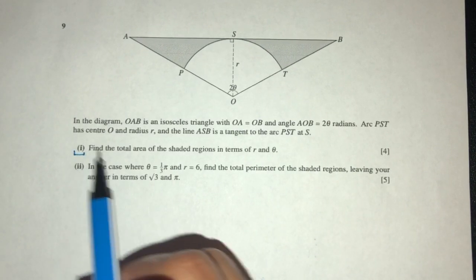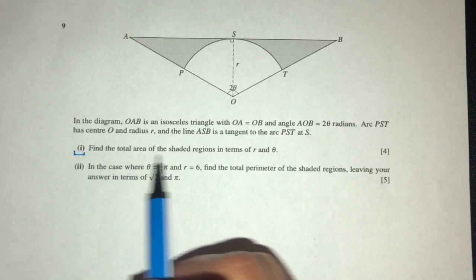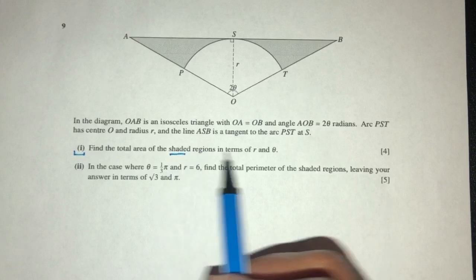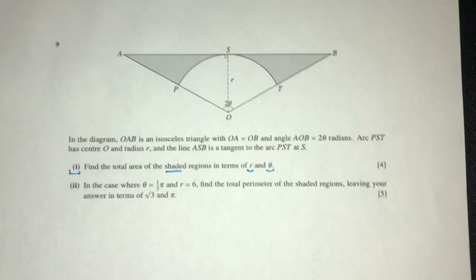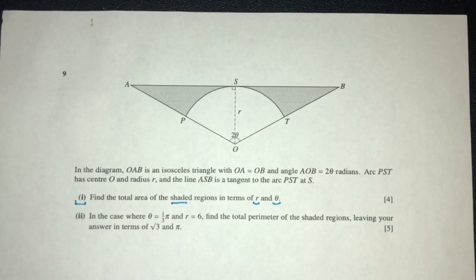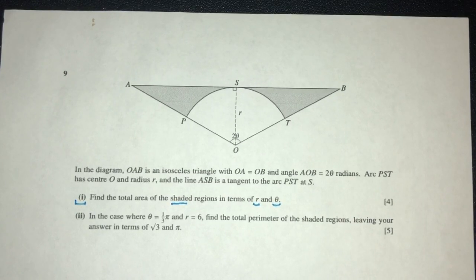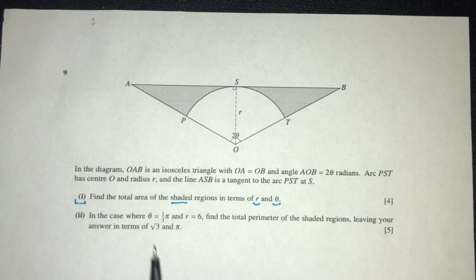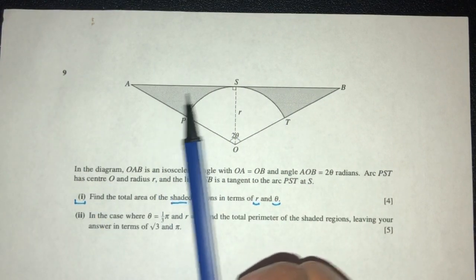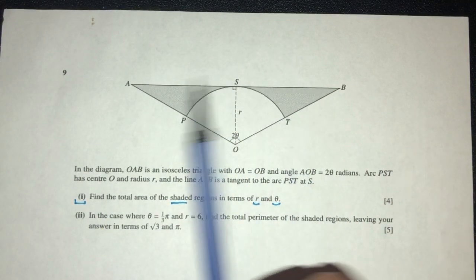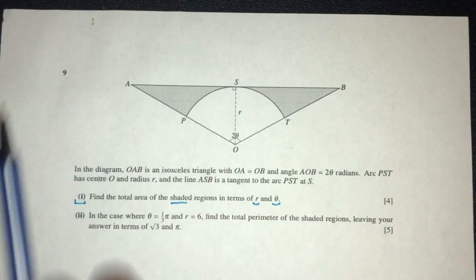Part 1. We have to find the total area of the shaded region in terms of r and theta. So let's see how we can find this. So how would you find the area of the region? Honestly, as we have seen this kind of question many times before, I will break this down into two pieces, because I do understand that this side and this side, they are the same. I can just first find this area, then multiply by 2 to get both, right? So let me look at one side only.